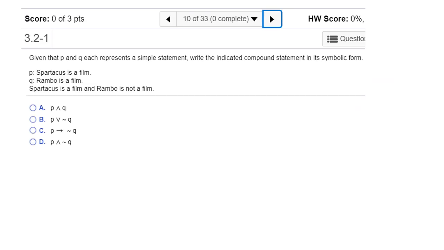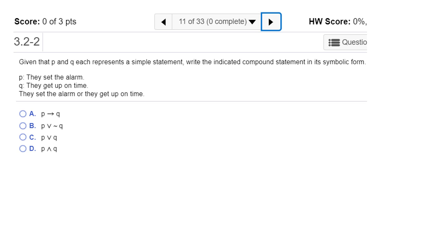On question 10, we are given the statements P and Q. We are asked to symbolically form this compound statement: Spartacus is a film and Rambo is not a film. Spartacus is a film is the P, so that must come first. Rambo is not a film would be the Q, but it would be not Q. Since the conjunction and is in the middle, we would use the conjunction and symbol. So I need P and not Q, which would be answer choice D.